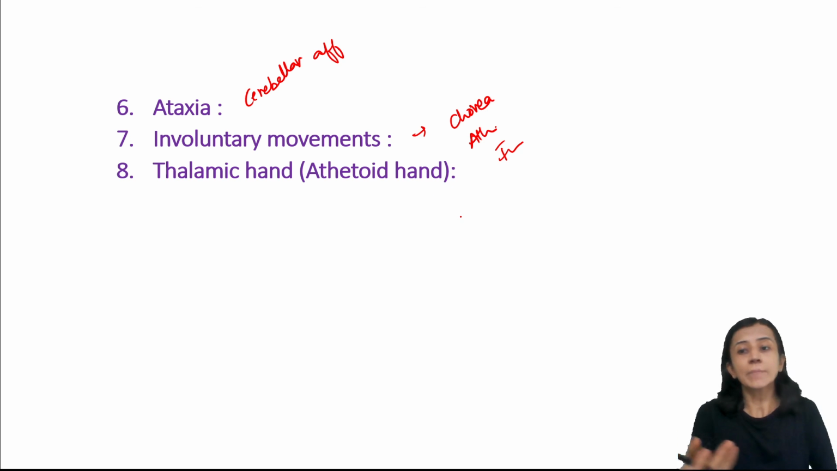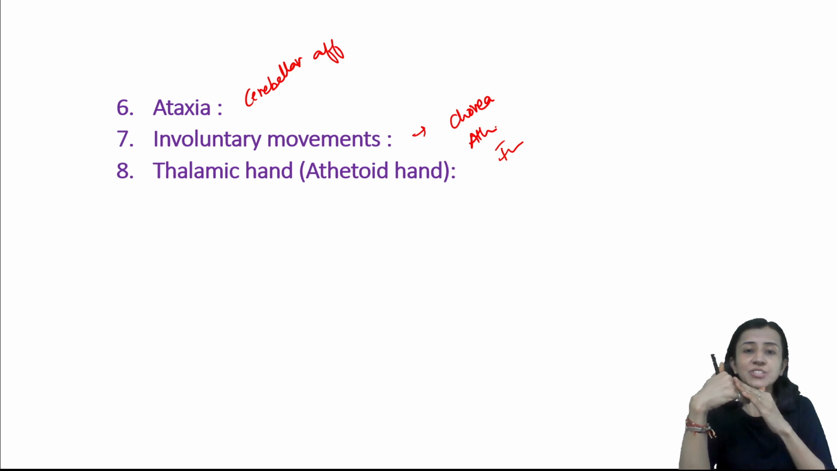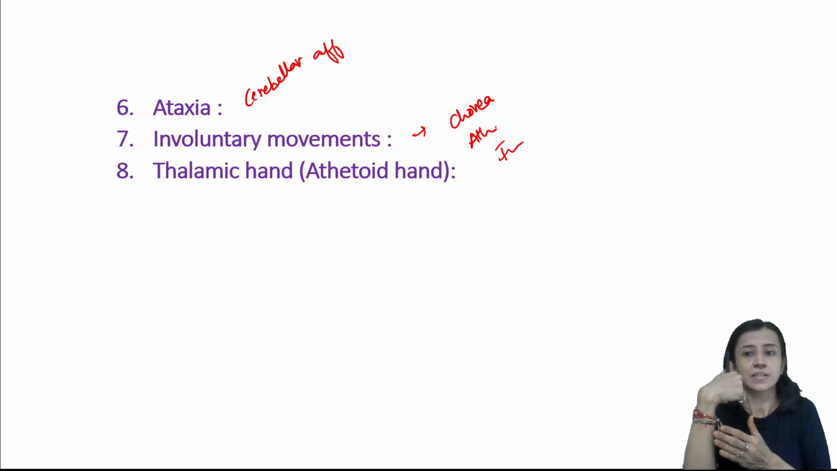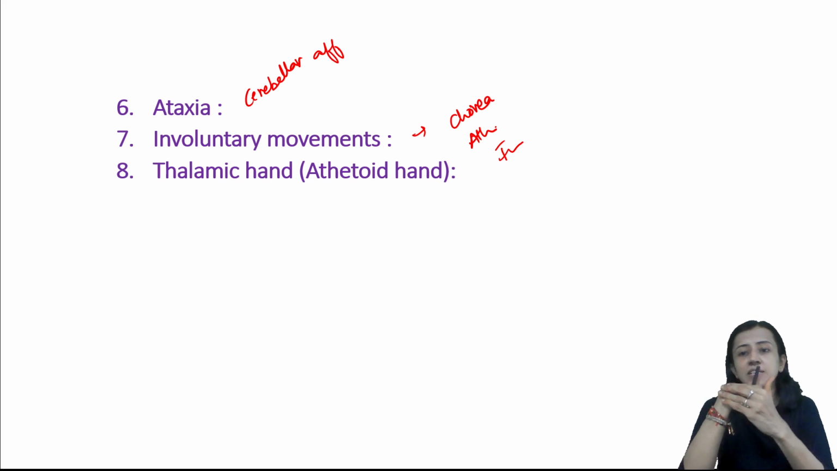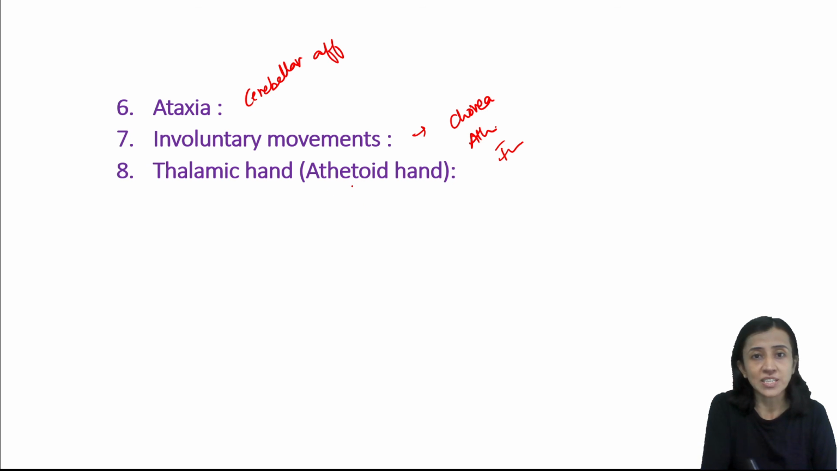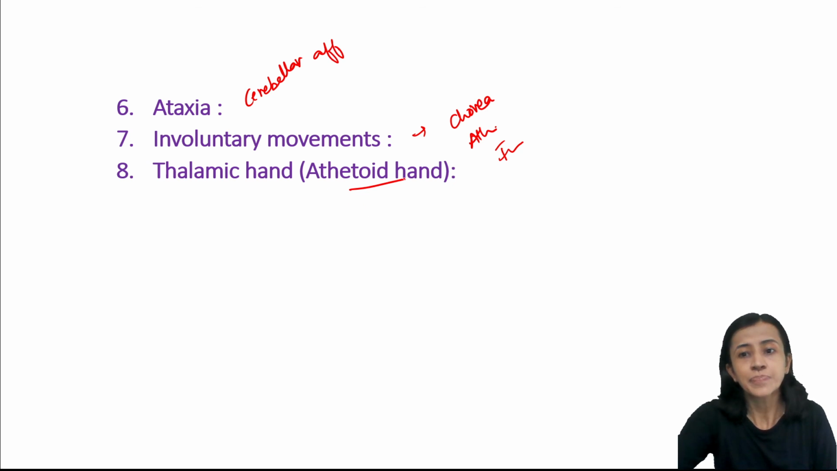Here what happens is pronation of the forearm, then flexion of the wrist joint, and then flexion at the metacarpophalangeal joint and extension at the interphalangeal joint, like this kind of posture is found. You can see here, flexion at the wrist, flexion at the metacarpophalangeal and extension at the interphalangeal joint. This kind of posture is known as athetoid hand. So this is all about thalamic syndrome.